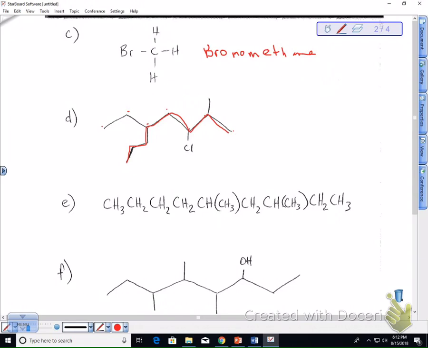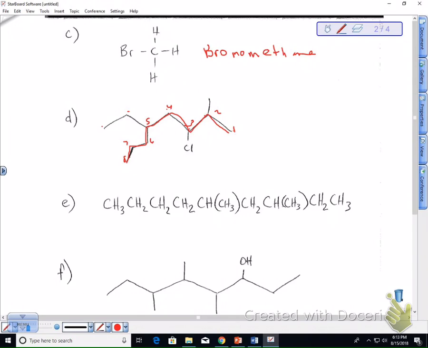All right, so do we number it starting 1 to 8, or does it start over here going 1 to 8? And the answer you should have picked was starting from here, labeling 1, 2, 3, 4, 5, 6, 7, and 8. We do that to give these groups here the lowest number, 2 and 3, as opposed to if we went this way, it would be 6 and 7. That's too high. So this is going to be a bit, all single bonds here, by the way. This is going to be an octane.